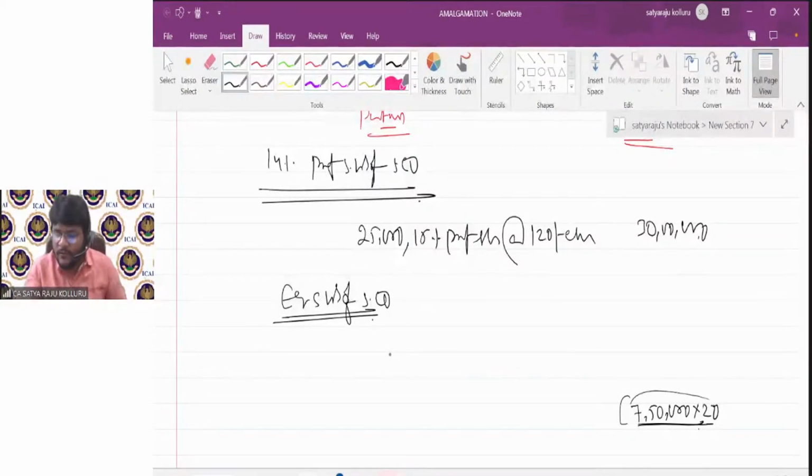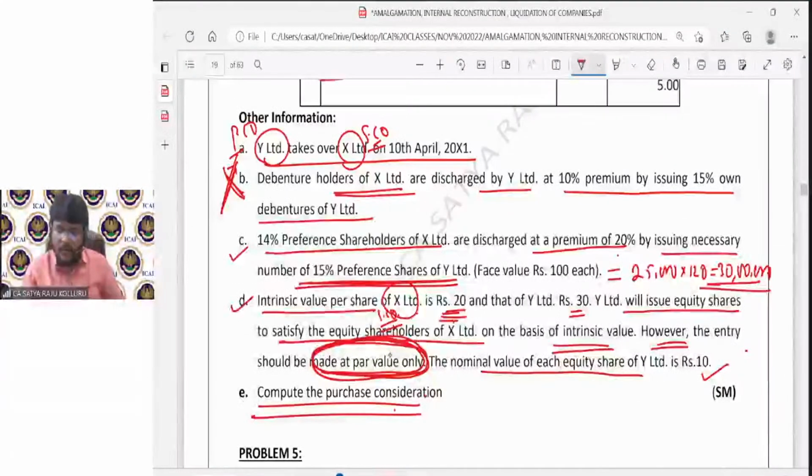If you consider, for the time being, that this is the PC, and you divide this component with the issue price, then you will get the number of shares issued as PC. Just divide this component with the number of shares, guys. If you divide this component with the issue price, you will get the number of shares issued as PC.